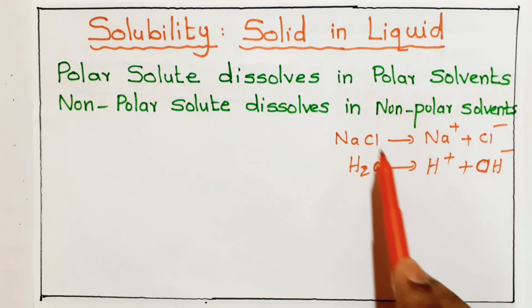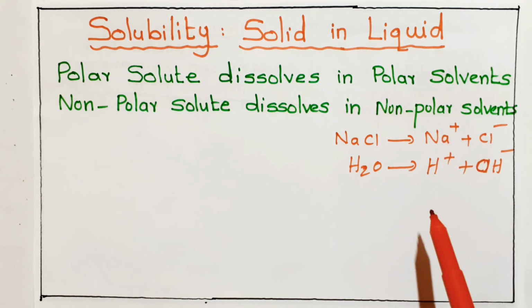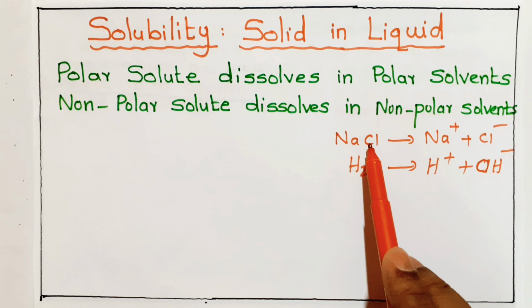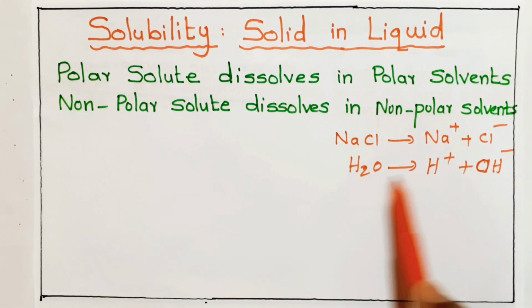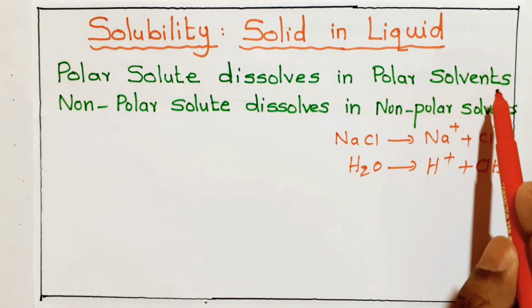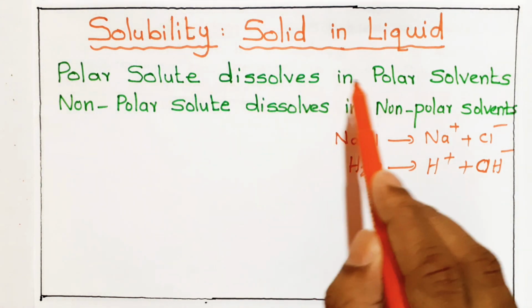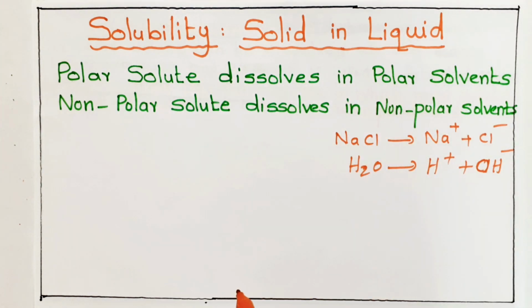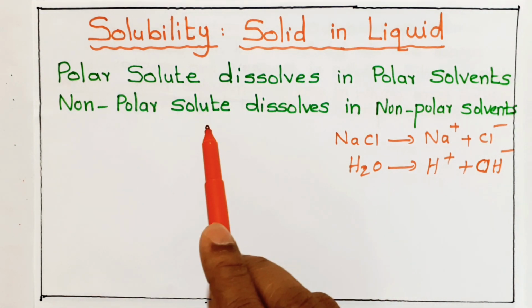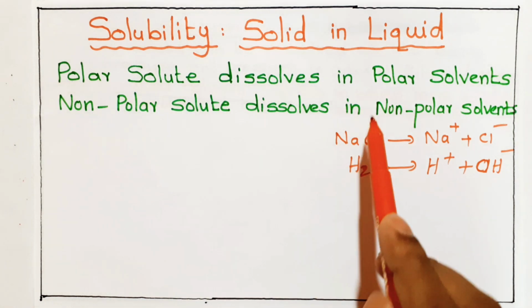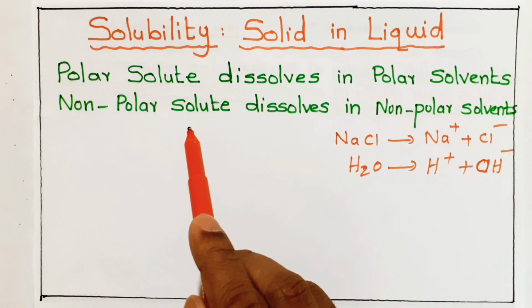So these two, sodium chloride and water, form charges, so we can call sodium chloride and water polar. So water is a polar solvent. Now, polar solute dissolves in polar solvents. Right. Next, non-polar solute dissolves in non-polar solvent. Example for non-polar solute.